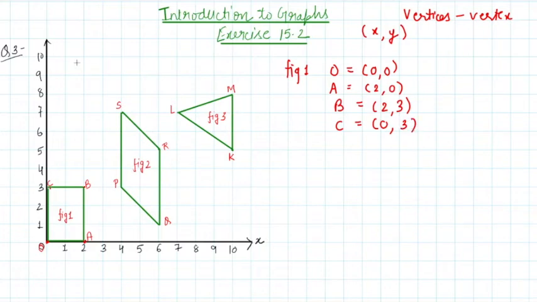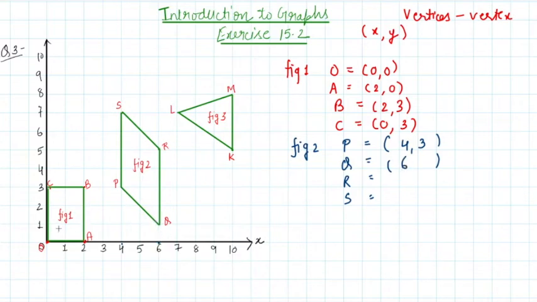So this is for figure 1. Now let's write for figure 2, which is PQRS. So let's write for P, Q, R and S. How much will be P? P on x-axis has covered 4 units and on y it has covered 3 units. So it will be 4 and 3. Now for Q, on x-axis how much has it covered? 6 units. And on y-axis it has only covered 1 unit, so 6 and 1.